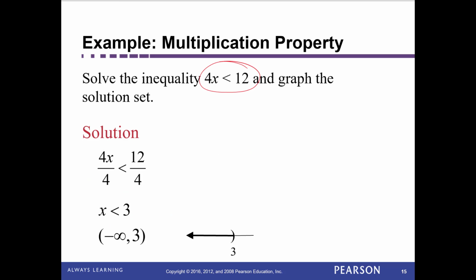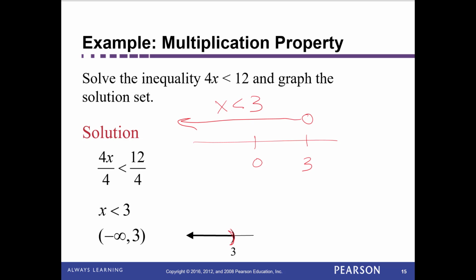Let's look at an example. Solve the inequality 4x is less than 12 and graph the solution set. So to undo multiplying by 4, I'm going to divide by 4. So those cancel out, and I'm left with x is less than 12 divided by 4. I understand that that is 3. So I'm left with x is less than 3. And the way I proceed, I'll put it on a graph first. Put my 0, put my 3. x is on the smaller side of that. I put it that direction, and that would be my number line.